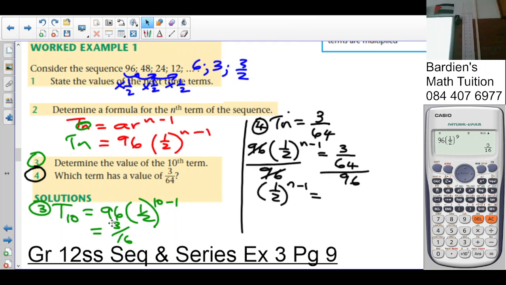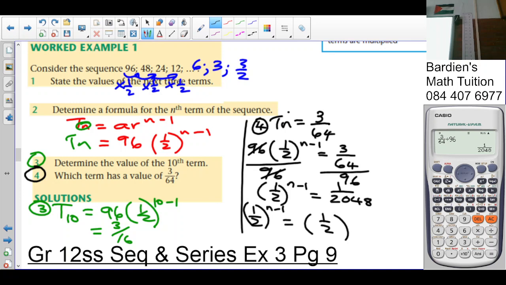A half to the n minus 1 is equal to 3 over 64, which must be divided by 96. So 1 over 2048. Now what do we need to do? We need to get the bases the same for the exponents to be equal. As you can see, the unknown is in the exponent here. So a half to the n minus 1 is going to be a half to some exponent.